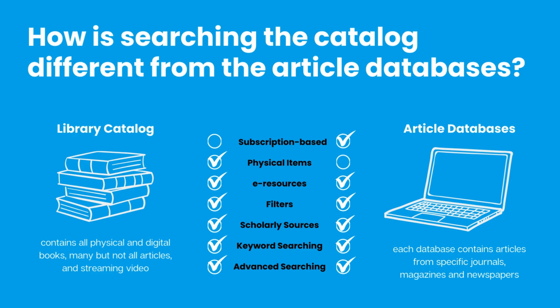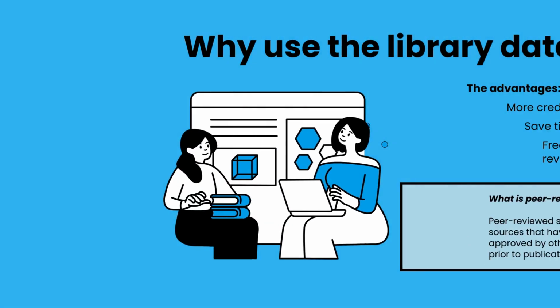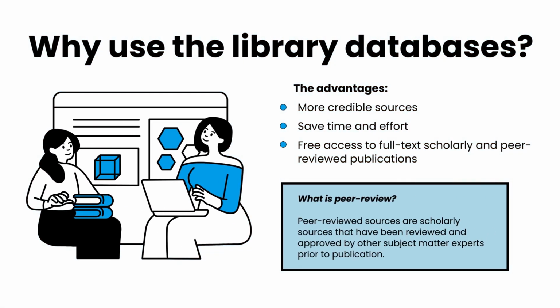This is different from our article databases, which provide access to primarily articles from academic and trade journals, newspapers, and magazines. Each database offers access to subscriptions of different publications based on their subject area. So why use the library's article databases? The databases can be the quickest way to find scholarly, credible sources published and reviewed by subject experts.